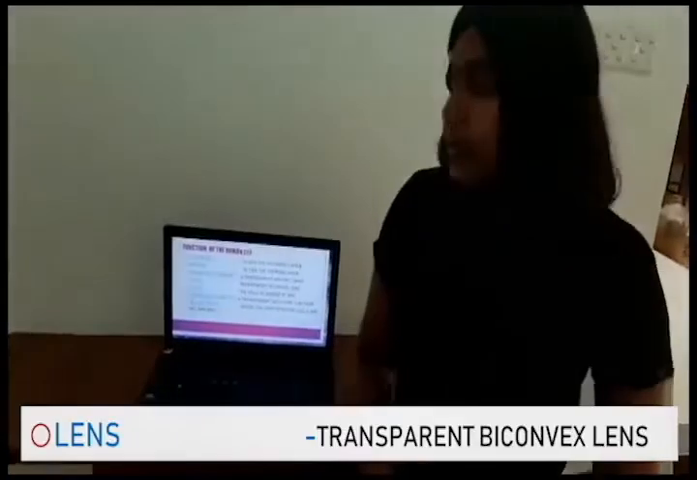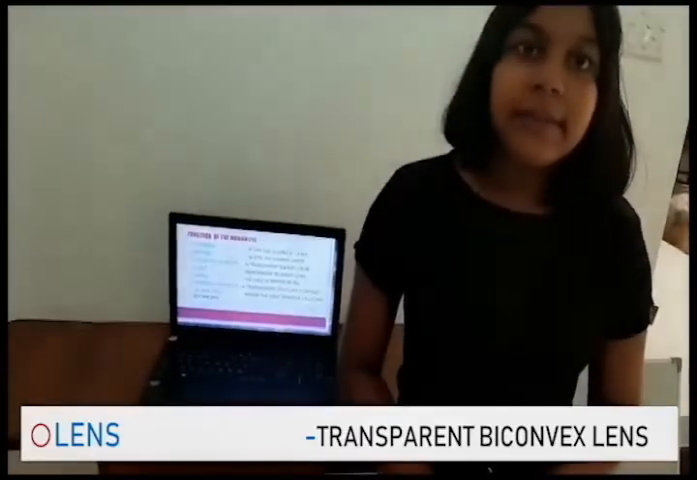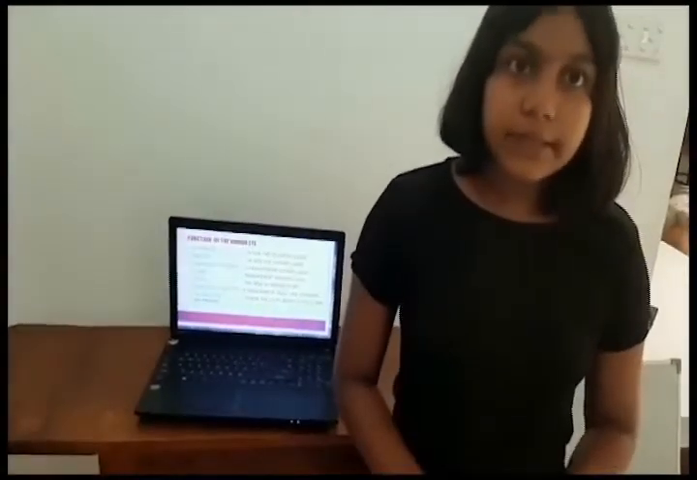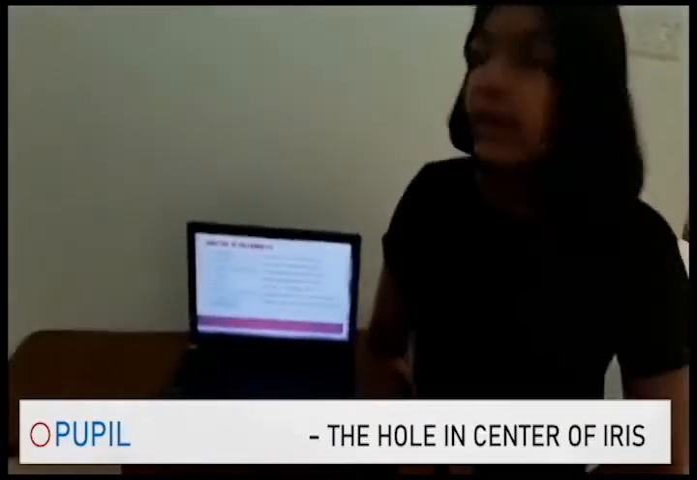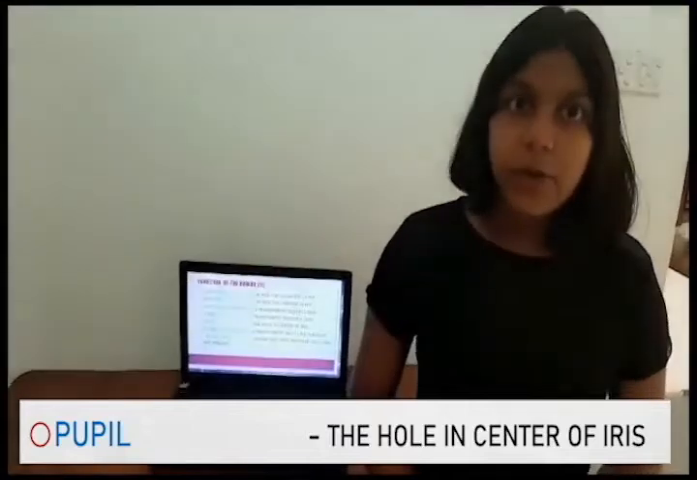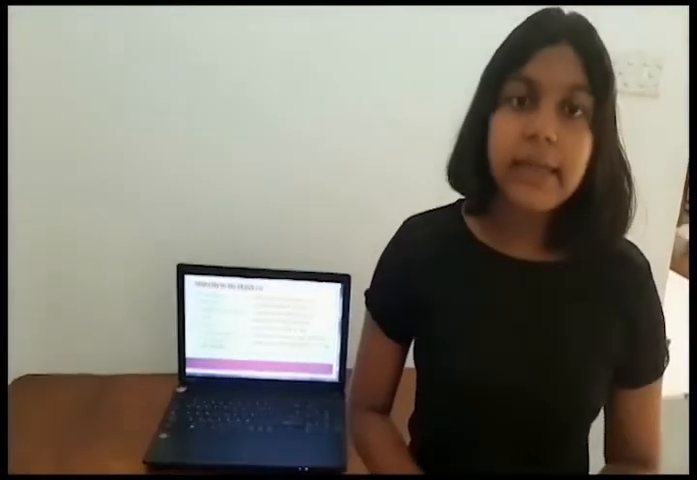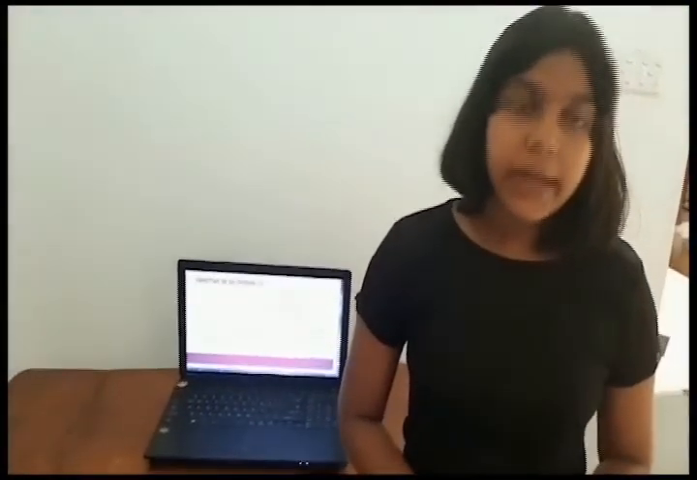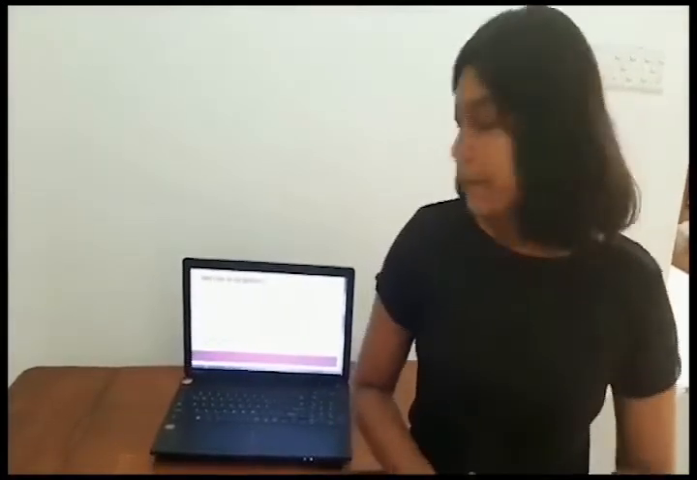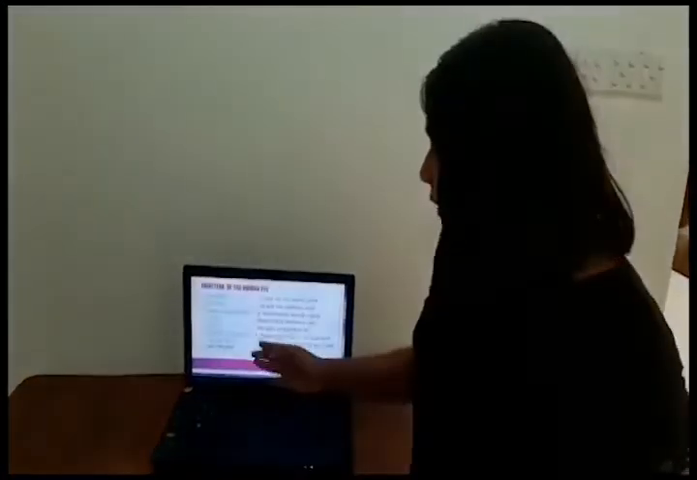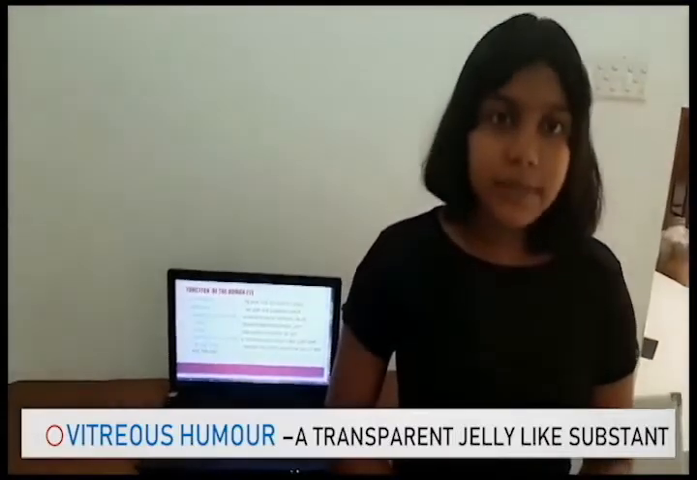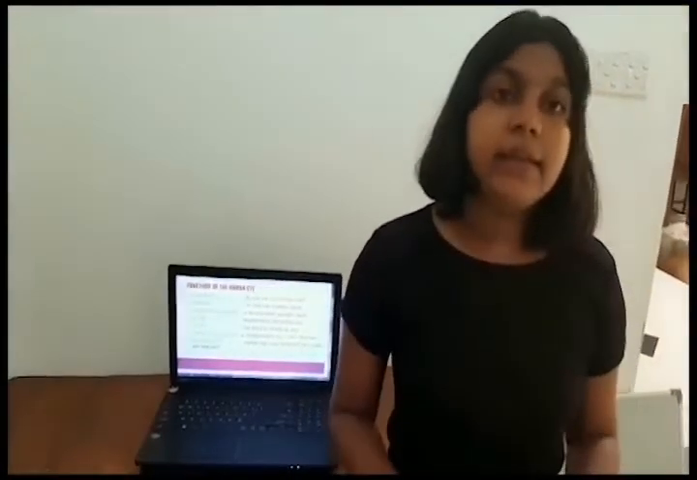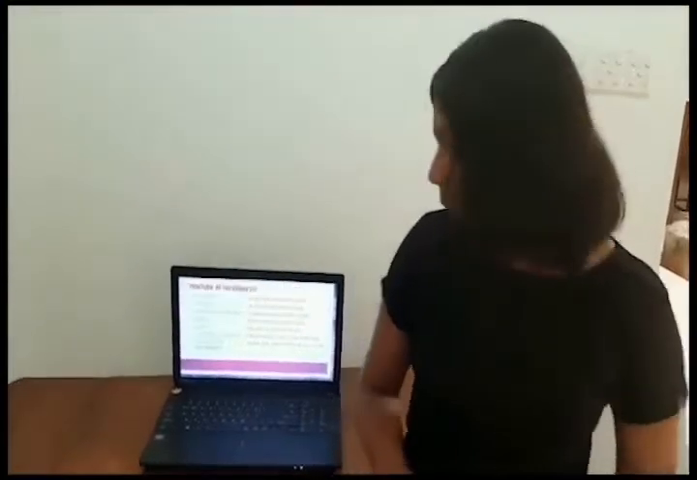Lens. Lens is a transparent biconvex lens. It helps to focus the image on the retina. Pupil. Pupil is the hole in the center of the iris. It allows light to enter or pass through this layer. Vitreous humor. Vitreous humor is a transparent jelly-like substance. It helps to maintain the spherical shape of the eye.